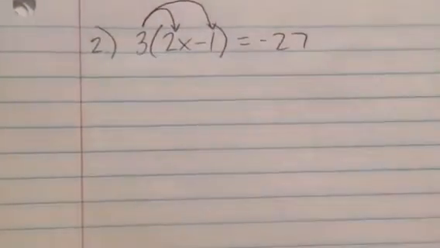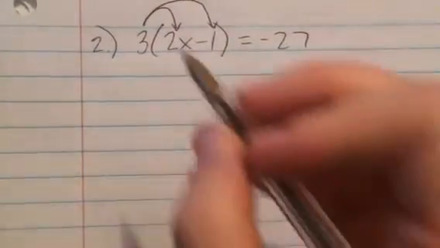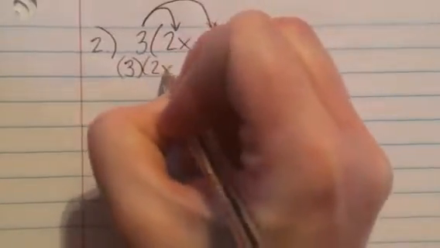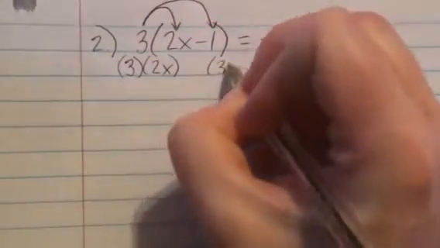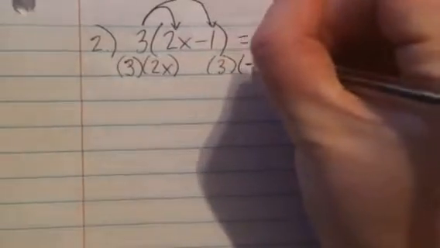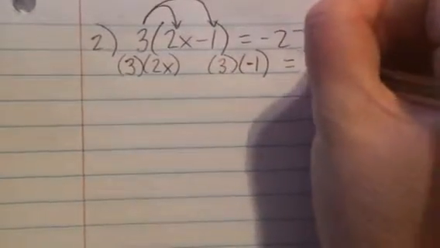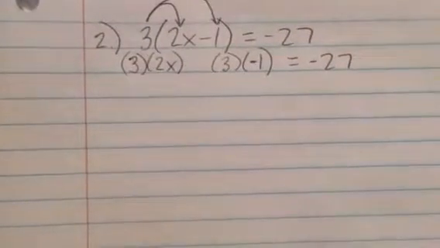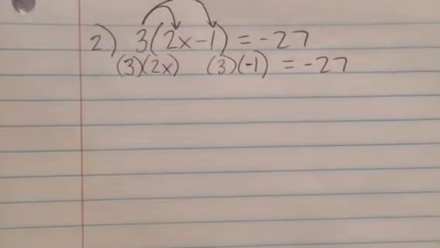So first of all, distributing means I'm taking this 3 and I'm going to multiply it by both terms on the inside of those parentheses. Remember, you have to show me this middle step where you do 3 times 2x and then 3 times, careful, that's a -1, and then the equals -27. I can just keep bringing that down until I'm ready to work with it.